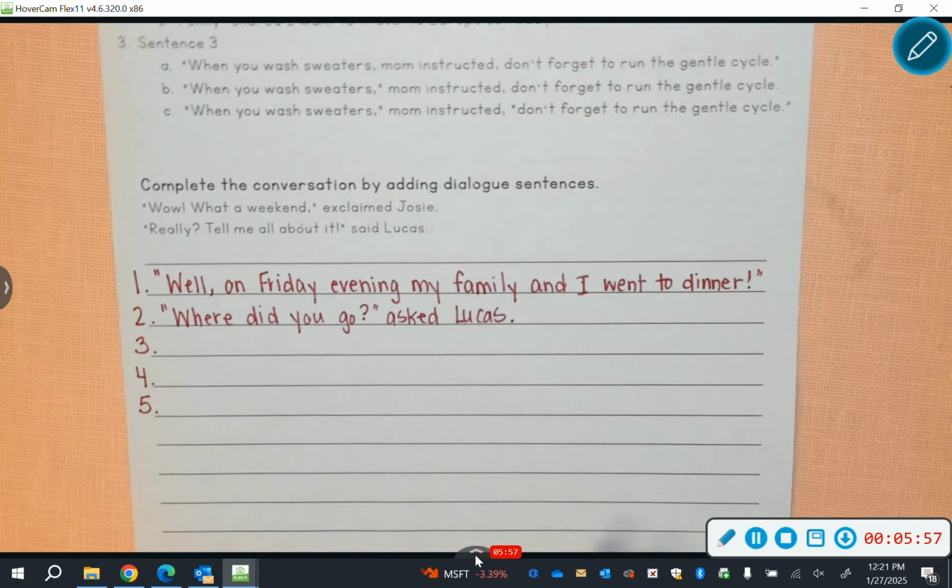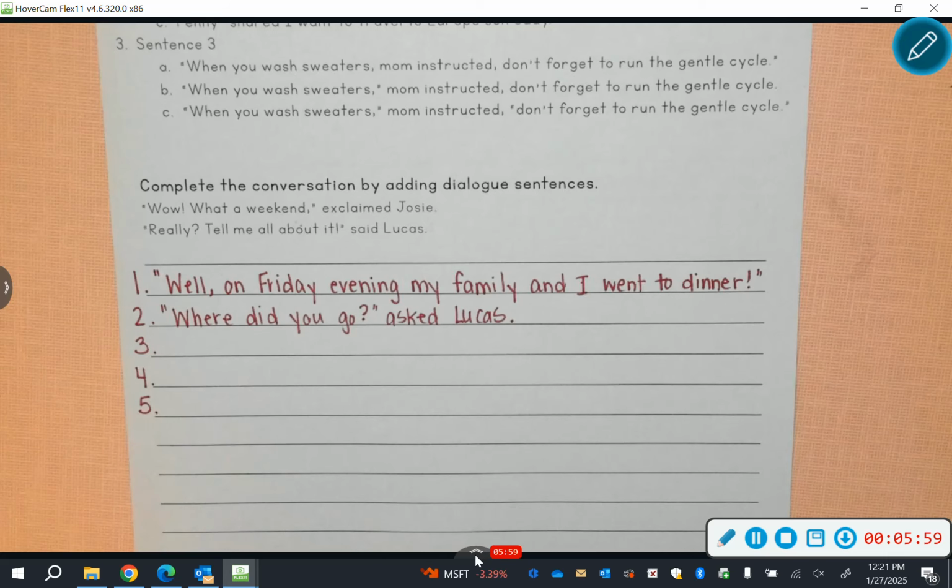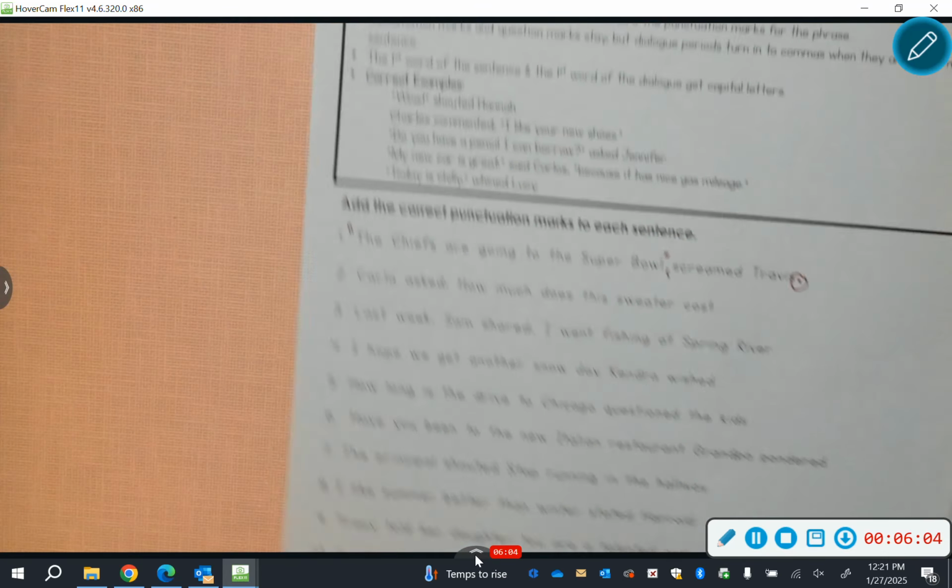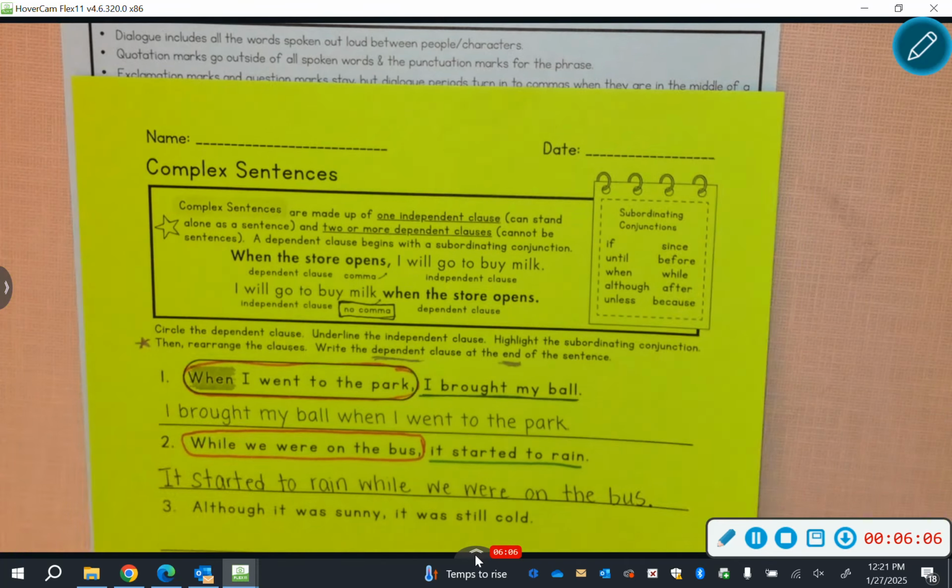Okay, there are your examples. Once you're finished with both papers, go ahead and turn it in. This will be graded, so make sure you complete everything and put your name on both.